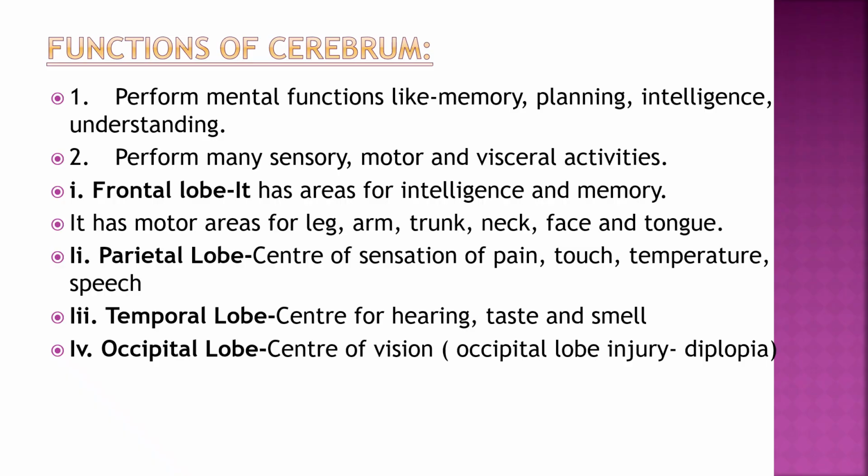Functions of cerebrum. So it performs mental functions like memory, planning, intelligence, understanding, thinking, judgment, and many sensory, motor and visceral functions. So frontal lobe has areas for intelligence and memory. It has motor areas for leg, arm, trunk, neck, face and tongue. Parietal lobe, center of sensation of touch, pain, temperature and speech. Temporal lobe, center for hearing, taste and smell. Occipital lobe, center of vision. So if occipital lobe injury is there, then patient may get diplopia, that is double vision.